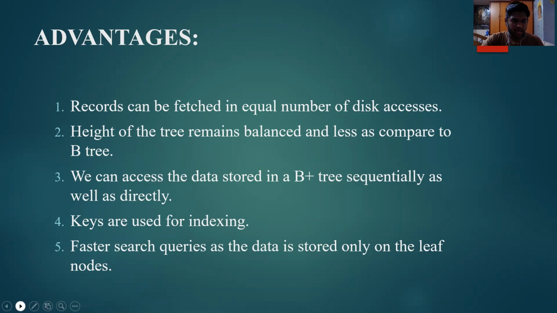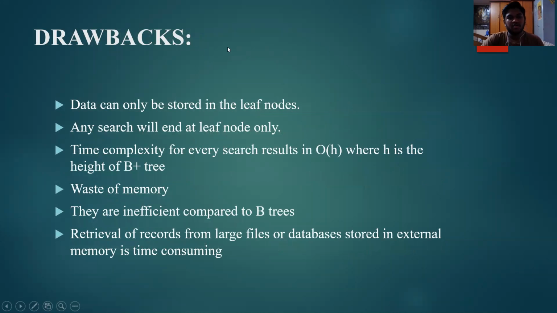Now going to the drawbacks, there are a few drawbacks of the B plus tree. The first drawback is that data can only be stored in the leaf nodes. Any search will end up only at a leaf node, which is also a drawback. The time complexity for every search is O of h, it always depends upon the height of the B plus tree.